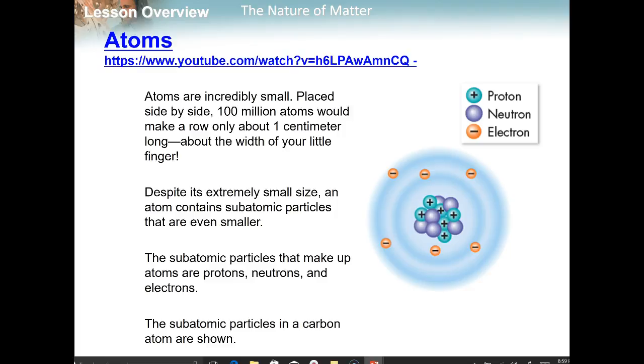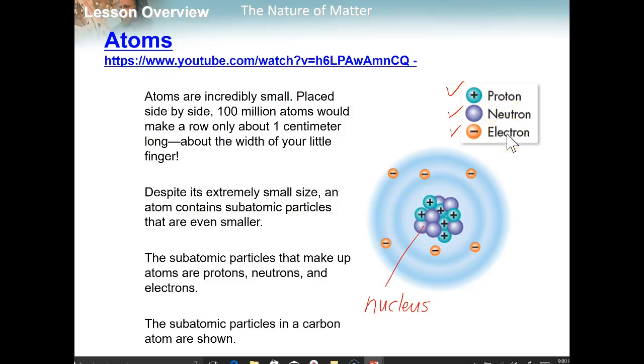The particles that make up an atom are the proton, the neutron, and the electron. Let's take a look at the picture that we have here. This is what an atom looks like. In the center of this atom is the nucleus, kind of like the nucleus of a cell. That nucleus is made up of positively charged particles called protons. That's why we have a plus sign here.